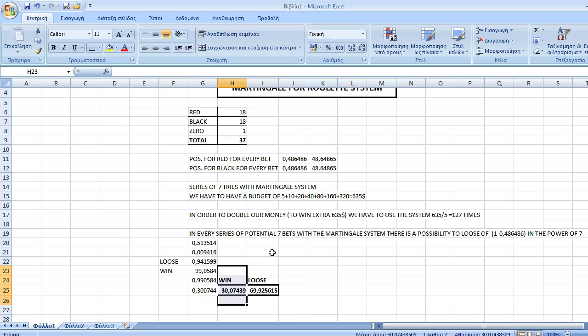Okay? Of course, you can win with a Martingale system, but you have to leave early. And of course, you have to be lucky.